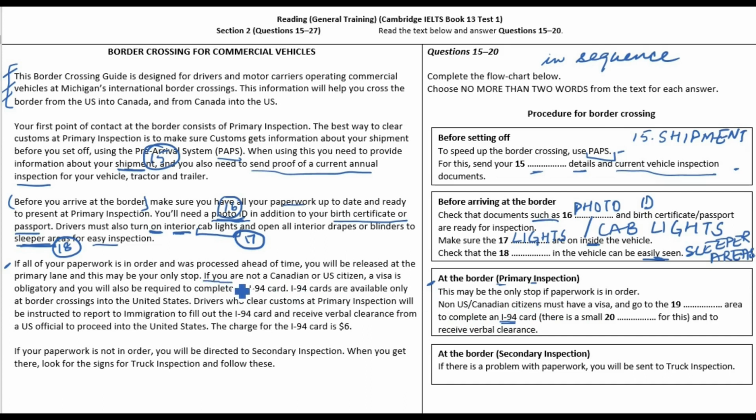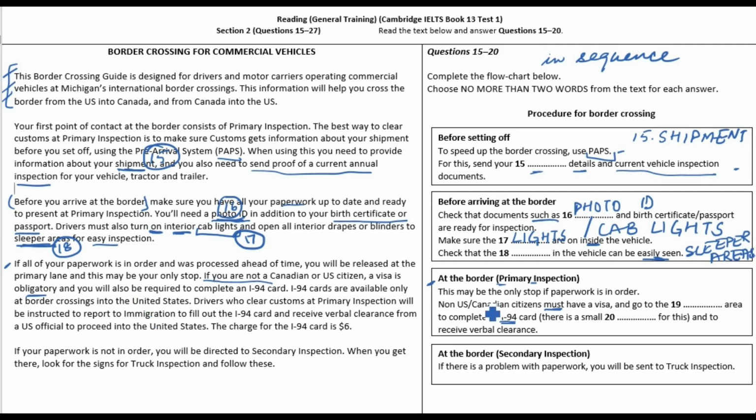If you are not, I'm expecting the answer after this. If you're not a Canadian citizen, a visa is obligatory. So you must have a visa, must is obligatory, and go to the dash area. So you'll also be required to complete this card. Now this card is mentioned later. Where do we need to go to complete this card? Since it is not here, it should be in the next sentence.